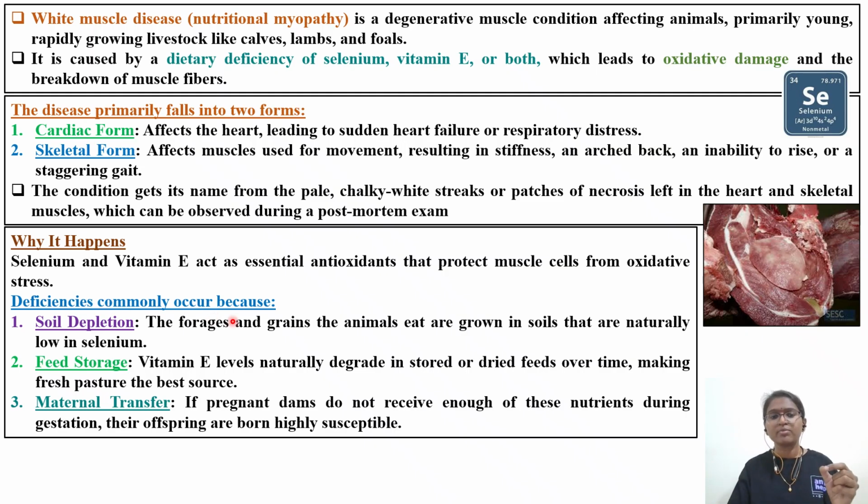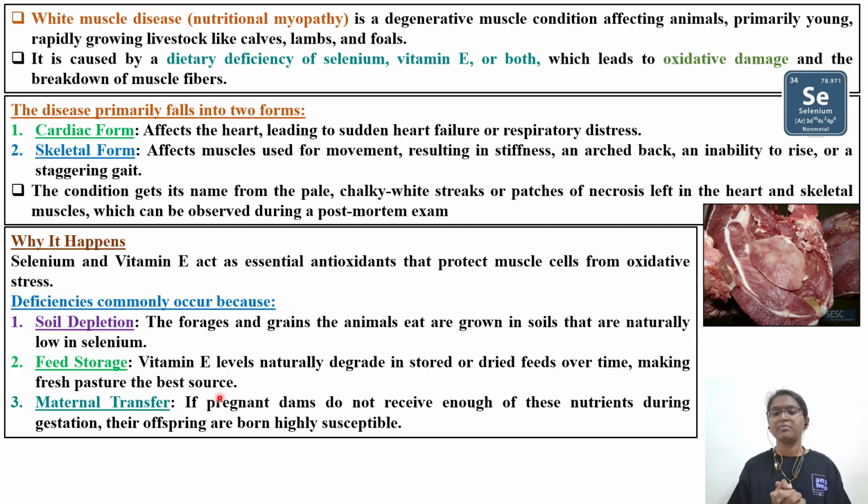Deficiency commonly occurs because of soil depletion. For naturally grazing animals, if the soil of that land area is deficient in selenium, then the plant itself will be deficient. The forages and the grain the animal eats are grown in soils that are naturally low in selenium, so geographically some areas are deficient of this selenium metal. Next is feed storage. Vitamin E, a tocopherol antioxidant, naturally degrades in stored or dried feed over time, making fresh pasture the best source.